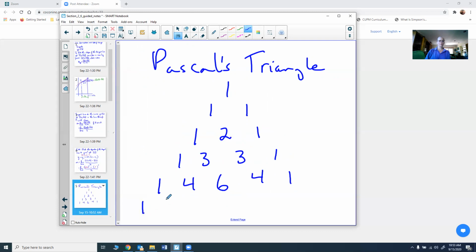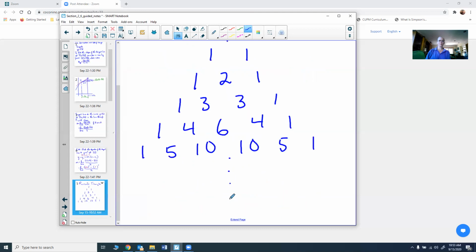And then start the next row with a 1, and 1 plus 4 is 5, 4 plus 6 is 10, 6 plus 4 is 10, 4 plus 1 is 5, and end with a 1. And it keeps going like this. This pattern keeps going forever. And you're like, why are we doing this? Well, that's because it allows us to multiply out things like 1 plus h cubed.